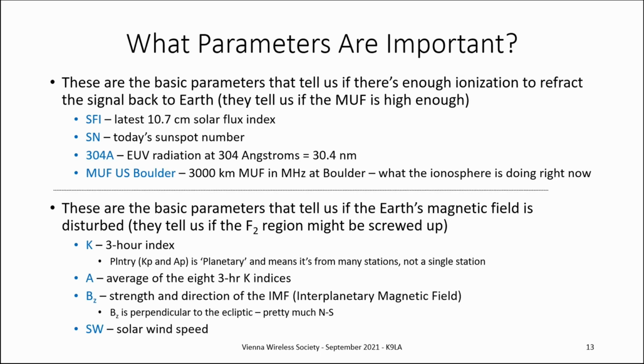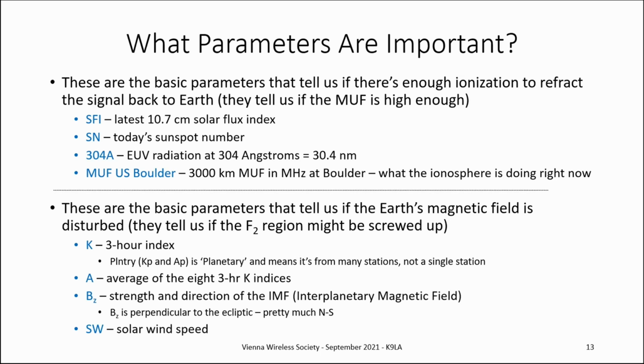That's the solar flux index, which is 10.7 centimeters. SN is today's sunspot number. 304A, that's the extreme ultraviolet radiation at 304 angstroms, which translates to 30.4 nanometers. And of course, that's very important for the F2 region.